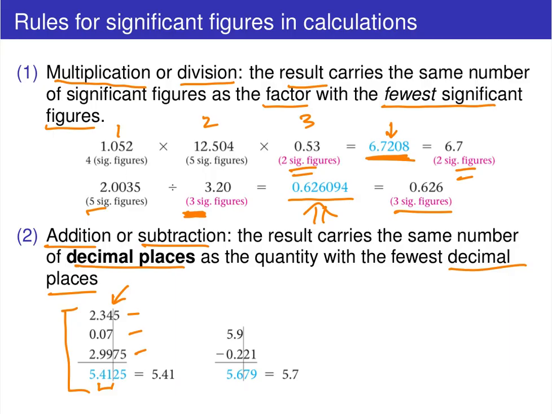Similarly over here, if we have a value of 5.9 subtracted off 0.221, then we are going to see a final result of 5.679. And of course, you can basically keep track of the decimal places by saying that there's only 1 decimal place in the first value, and so we're going to round accordingly.